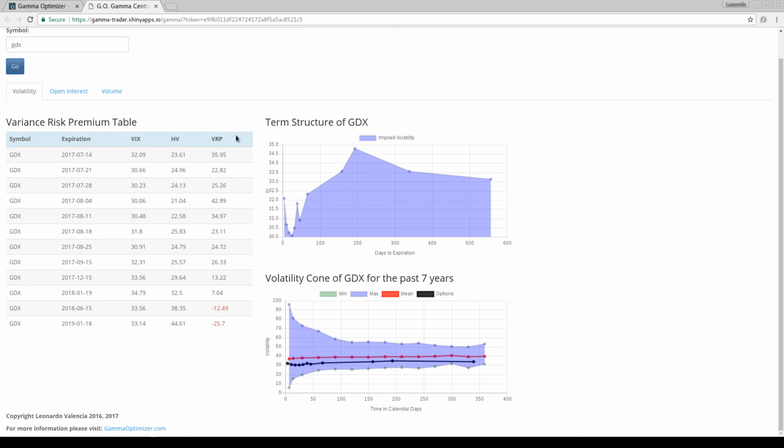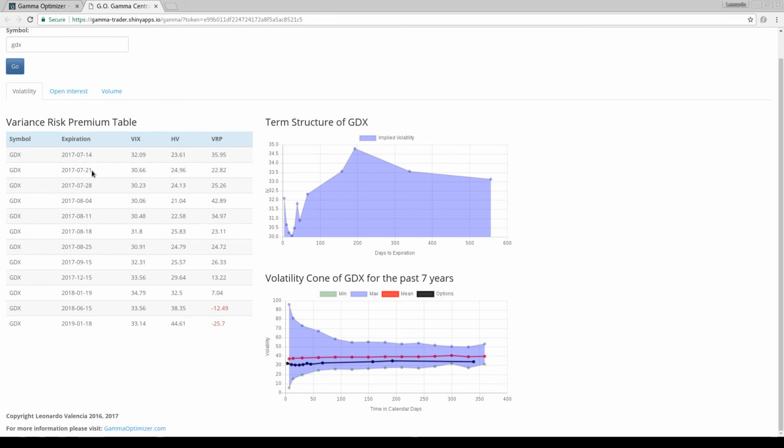What it is, is I'm comparing the implied volatility of every option line through the VIX column with the realized volatility for the same period. So this option is only 4 days away, so this is the realized volatility of the last four trading days. And the VRP is just a percentage of overpricing or underpricing. So it means that options for this Friday in GDX are almost 36% overpriced with respect to very recent historical volatility. This is only 4 days.